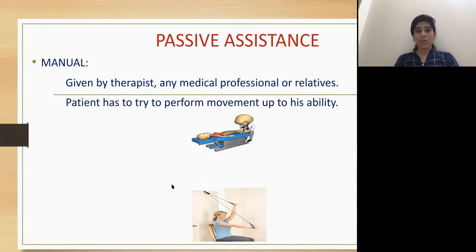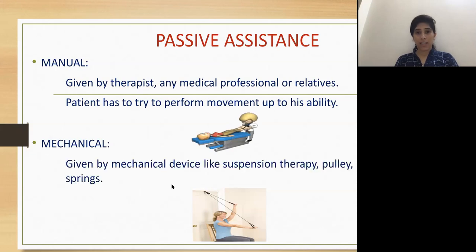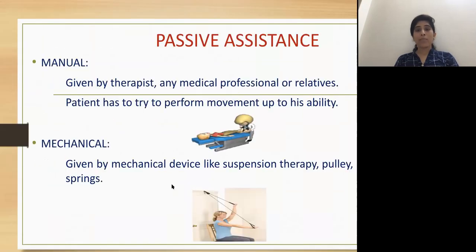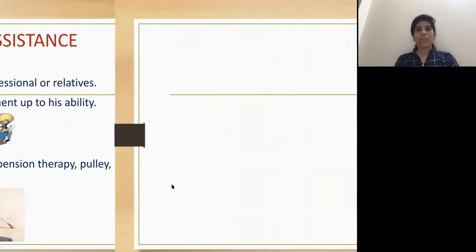So the patient has to try to perform the movement up to his ability. We'll ask the patient to perform, or we'll ask the patient to assist us for the movement. Whereas in the case of mechanical assisted exercises, the assistance is given by devices like springs or pulleys or suspension therapy, etc.